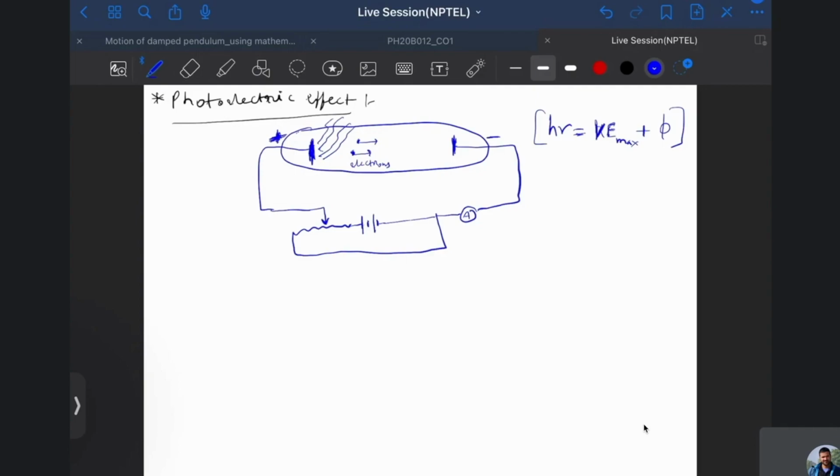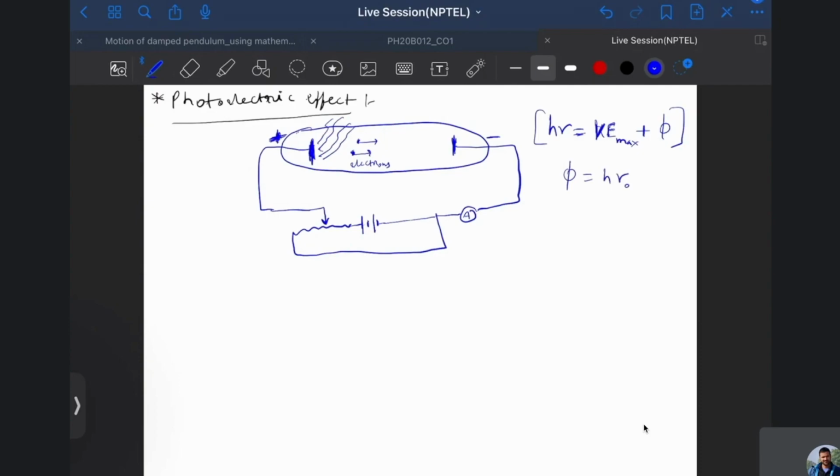You can see that some energy is getting lost in just removing the electrons from the metal, just to take the electron out of the metal, and there is a threshold frequency that is needed. Let's call it nu naught. So we can write phi as h nu naught.